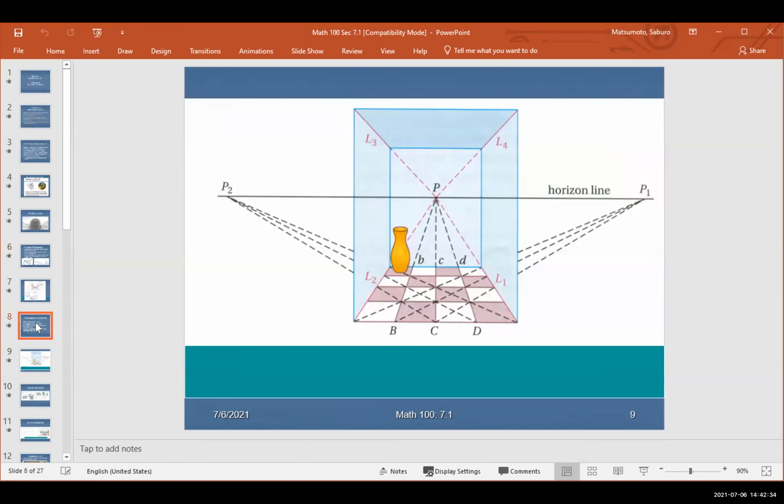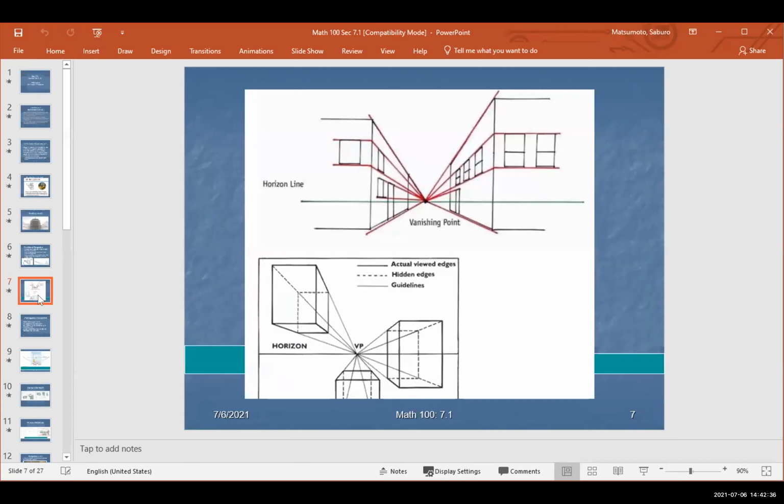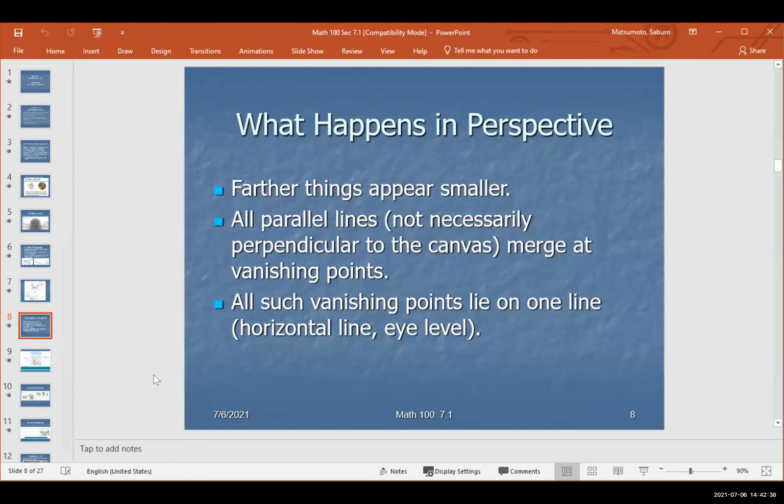Let's see. Is there anything else I need to explain here? All parallel. So this is 1, 2, and 3. Well, not the same as the 3 I gave you. Farther things appear smaller. That's pretty obvious from that visual pyramid.